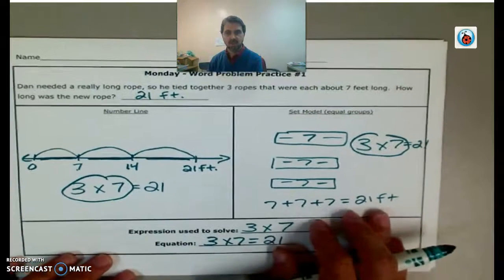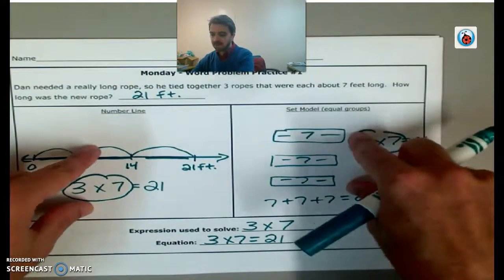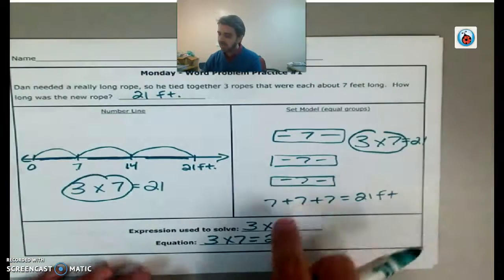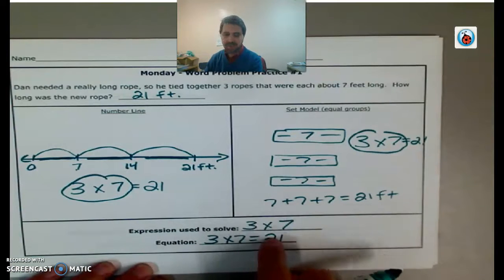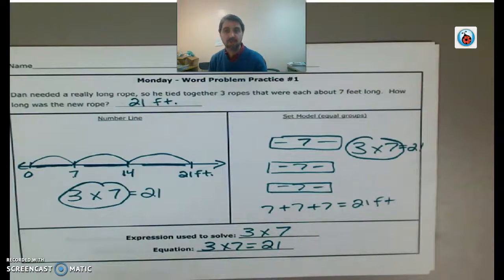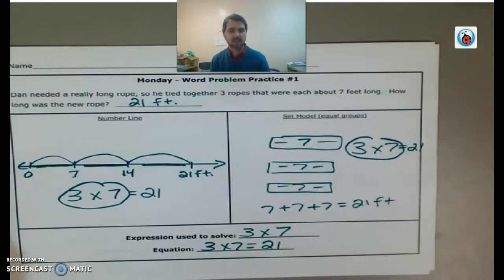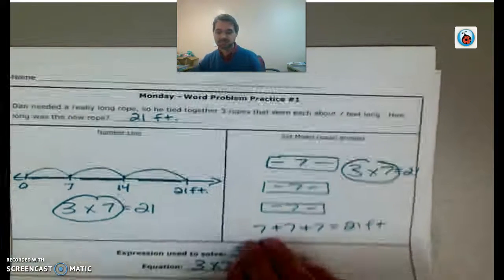Okay, so we've answered the question. We were given a word problem. We were able to model it in 2 different ways and show both the expression and the equation that represent the problem. When you take your assessment on this, there'll be questions that use the words expression and equation. So I want to make sure you understand what those mean. All right, let's go on to the next problem.